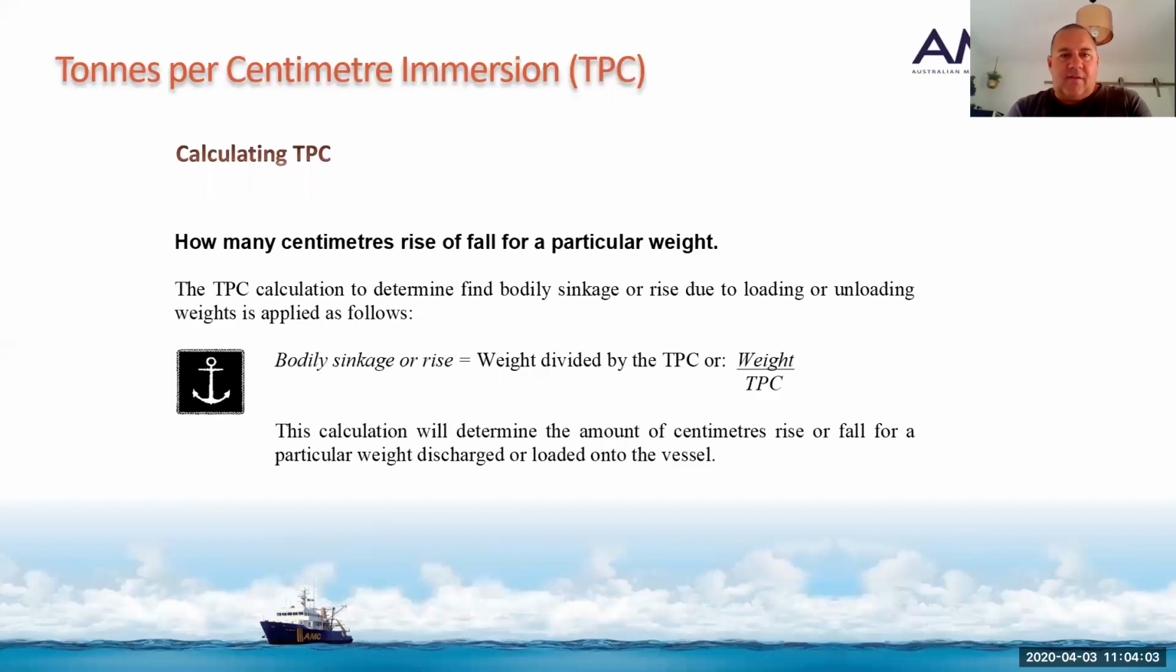All right, so calculating TPC, we can actually work out how much weight we can put on or take off to change its draft. The TPC calculation to find the bodily sinkage or rise due to loading or unloading weights is applied as follows. Bodily sinkage or rise, that's just the draft increase or decrease, is weight divided by TPC. This calculation will determine the number of centimetres rise or fall from a particular weight being discharged or loaded on a vessel.